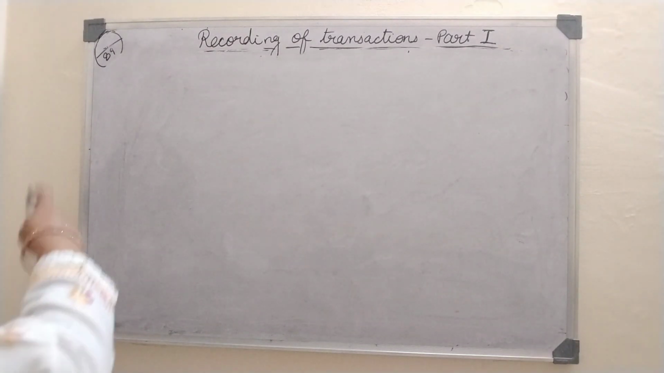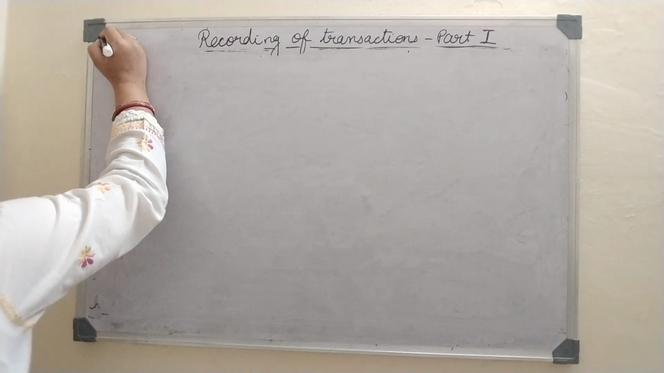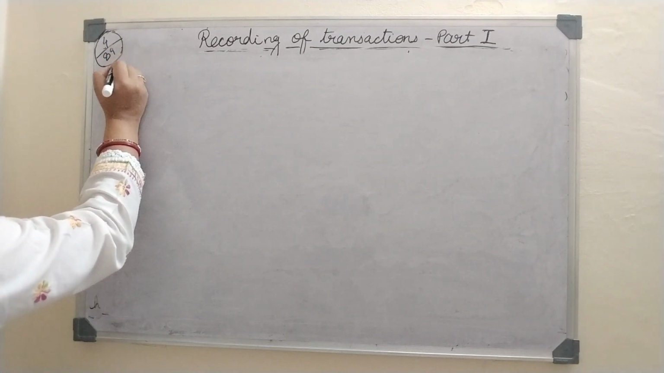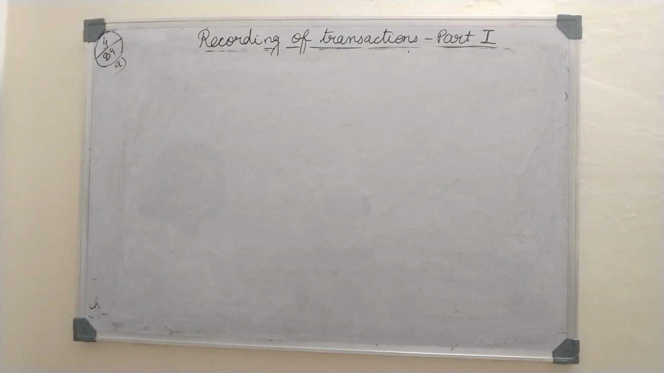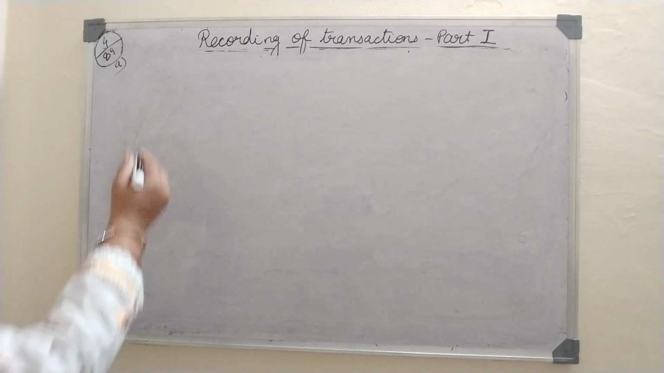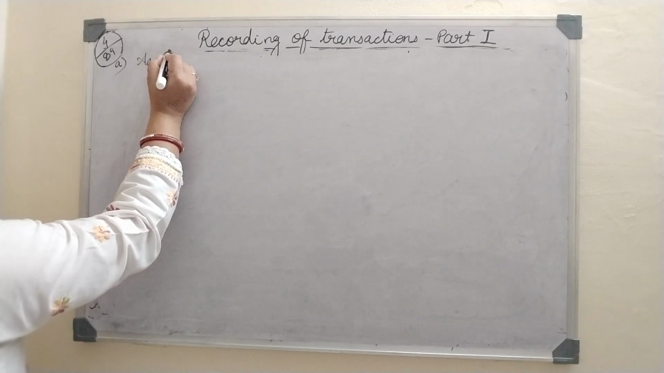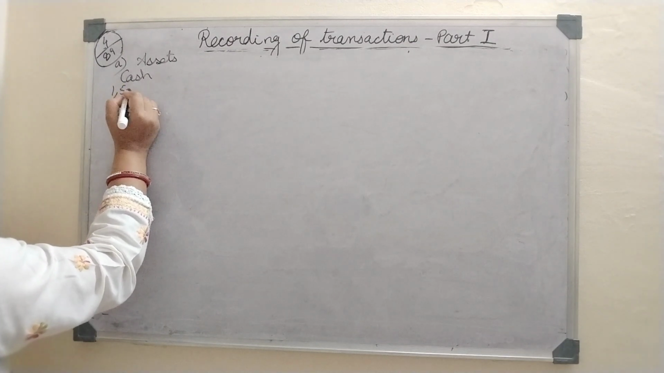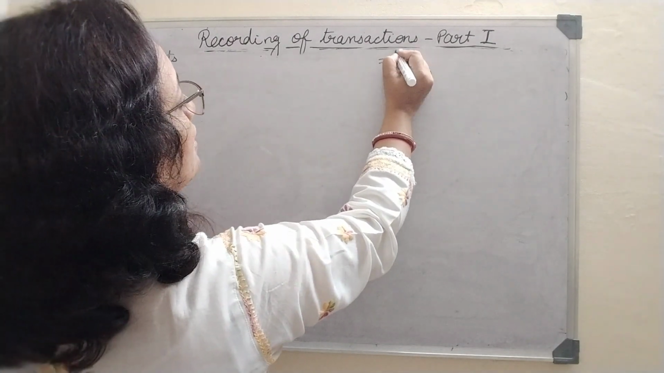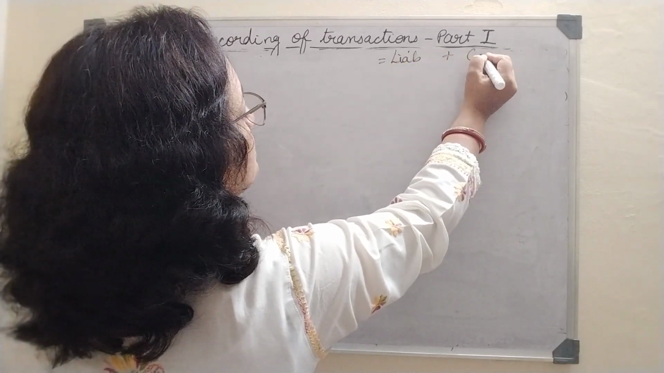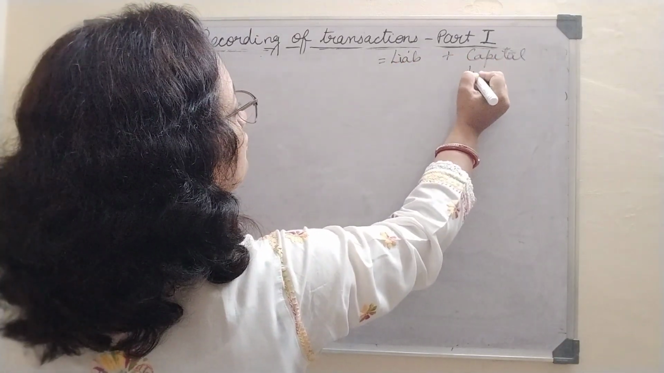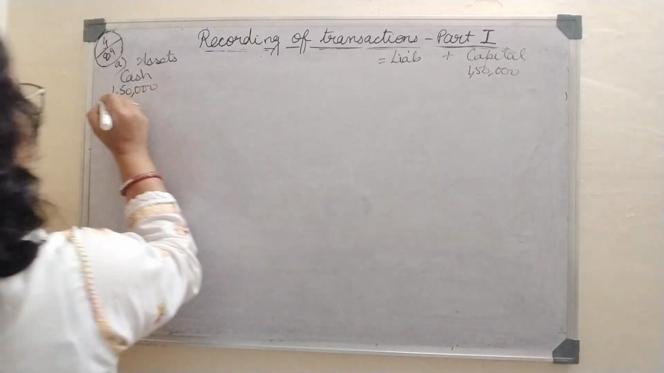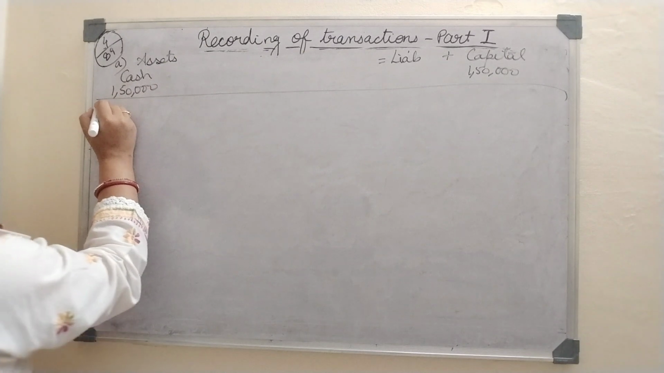So now question number 4, it is also page number 89. I will straight away start the question. The question is commenced business with cash. So business started with cash. Again same equation. On the asset side we have cash and it is 1,50,000. And over here liability plus capital. Capital is also 1,50,000. That's it.